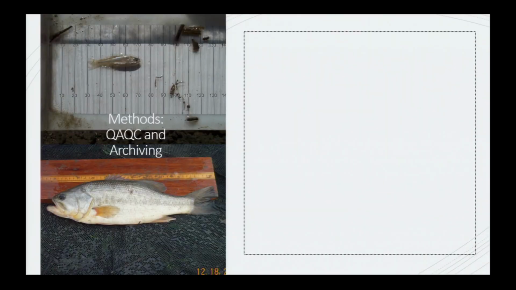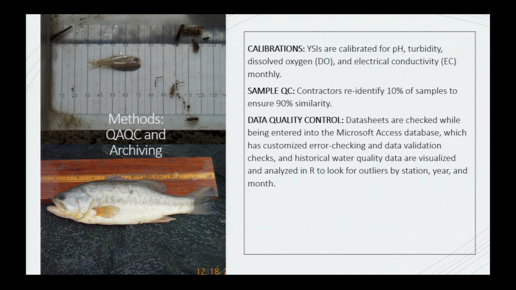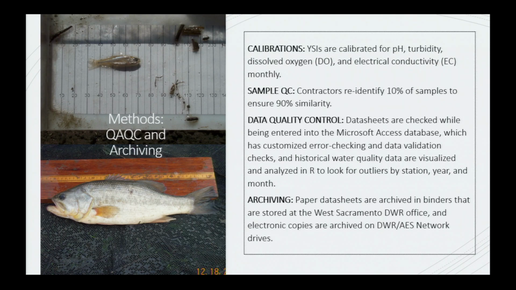So QA, QC, and archiving, you want to talk about all of those procedures. So QA, you want to talk about your calibrations, how often things are calibrated, what sensors are being calibrated. You want to also talk about the QC that your contractors as well as your own crew is doing. So like for us, we have QC in the field and on the database. There are often checks on the database. As well as if you're publishing data, you might want to QC your historical data as well. So you just want to talk about all of those.